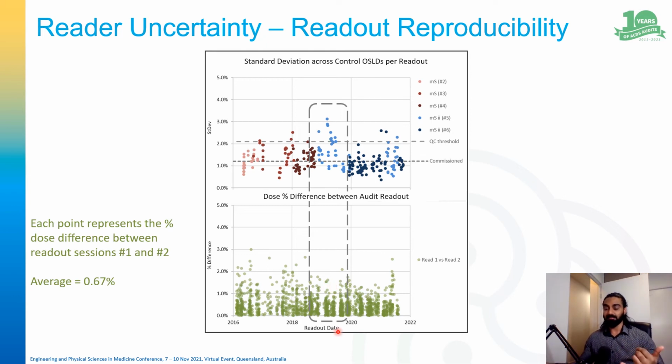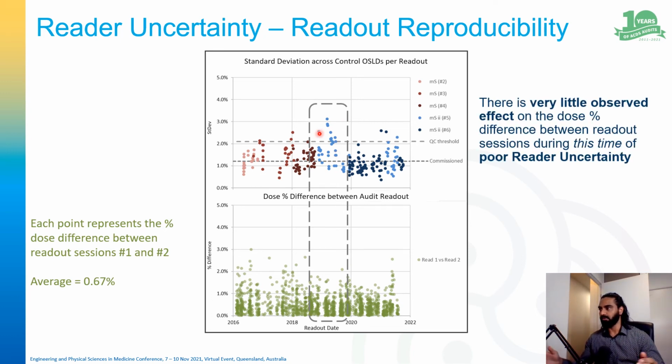So if we flipped this the other way, and we can look at it this way. If we were only looking at the absolute differences between the readouts and just only assess the readout reproducibility as our primary metric, we might not have picked up this period of increased dosimetric uncertainty. So therefore, we must conclude that there is very little observed effect on the dose percentage difference between readout sessions during this specific time of poor readout uncertainty.